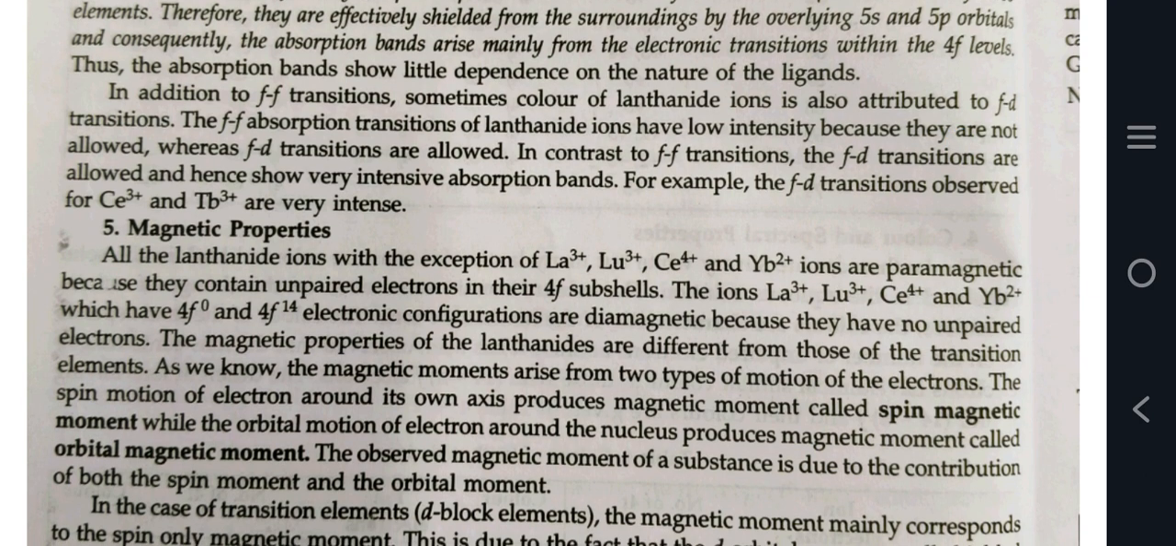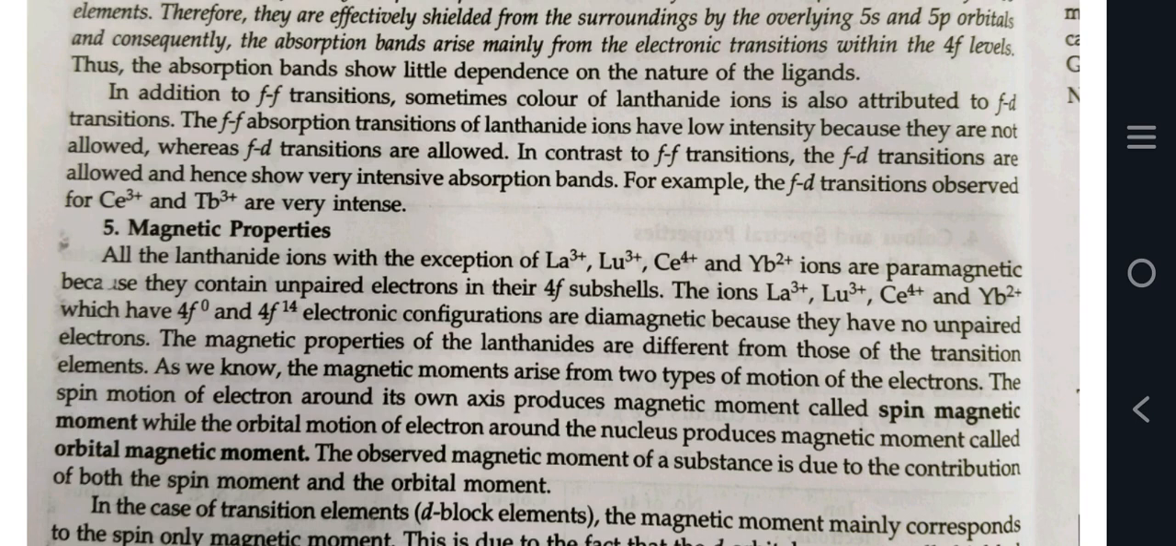Thus, the absorption band shows little dependence on the nature of the ligand. In addition to f-f transitions, sometimes the color of a lanthanide ion is also attributed to f-d transitions. The f-f absorption transitions of lanthanide ions have low intensity because they are not allowed, whereas f to d transitions are allowed. In contrast to f-f transitions, the f-d transitions are allowed and hence show very intense absorption bands. For example, the f to d transitions observed in Ce3+ and Tb3+ are very intense.